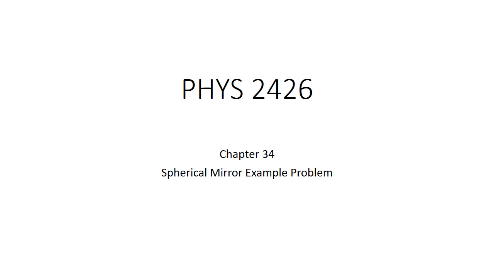So let's consider a spherical mirror example problem. Suppose we have a spherical mirror that has a focal length, because you normally get the focal length instead of the radius of curvature. Let's say the focal length is 14.2 centimeters, and we put an object at a distance of 18.8 centimeters from the mirror, and I want to know where the image is.